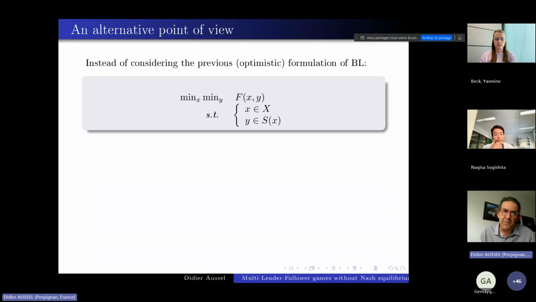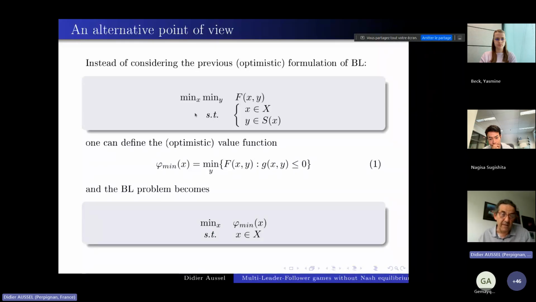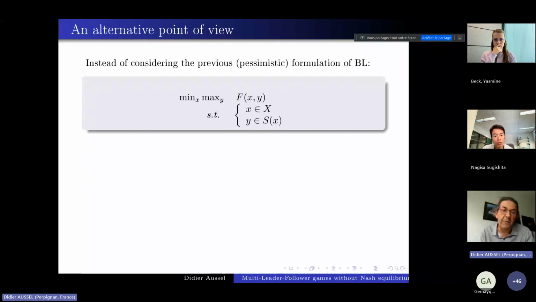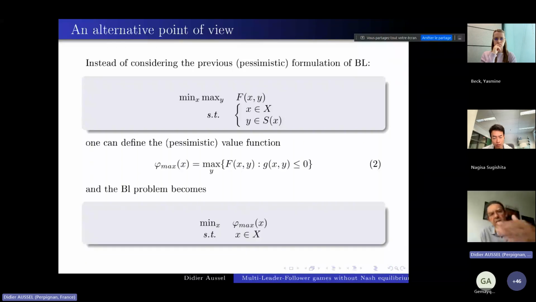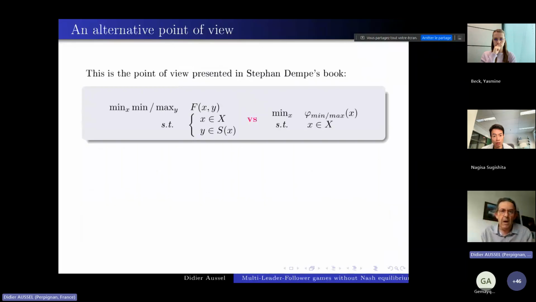Because, of course, when you consider optimistic, you have this kind of formulation, but you can also rewrite this by considering the value function, which is simply, even if you have multiplicity of y given x, you can have a value function like that, and you say, okay, then I minimize on x the value function of x. And people consider that it is a kind of equivalent reformulation. But of course, it's not. And why? Because, and for pessimistic, of course, you can do the same by considering the value function with the max. Why is it not?